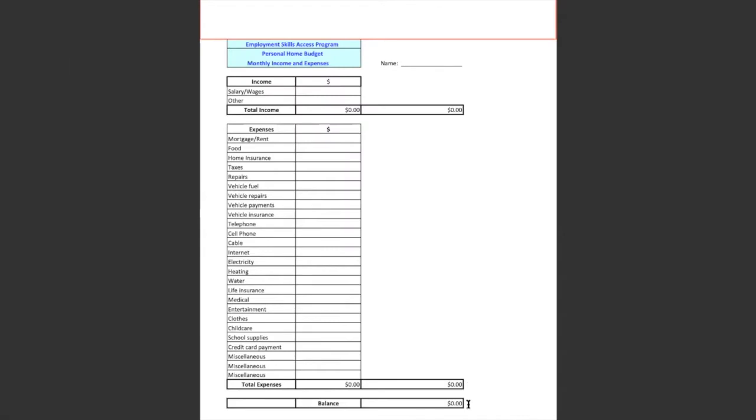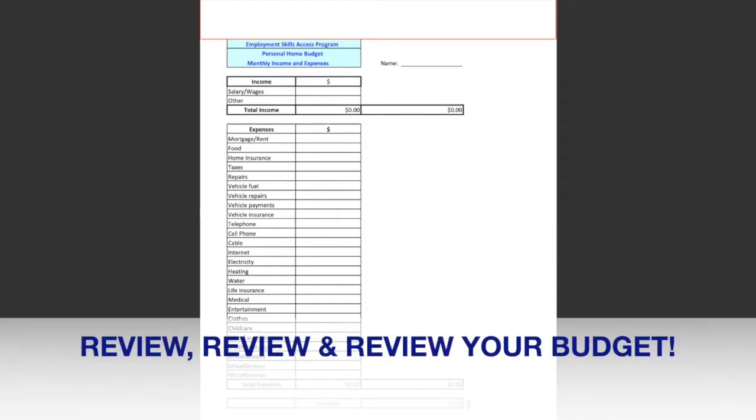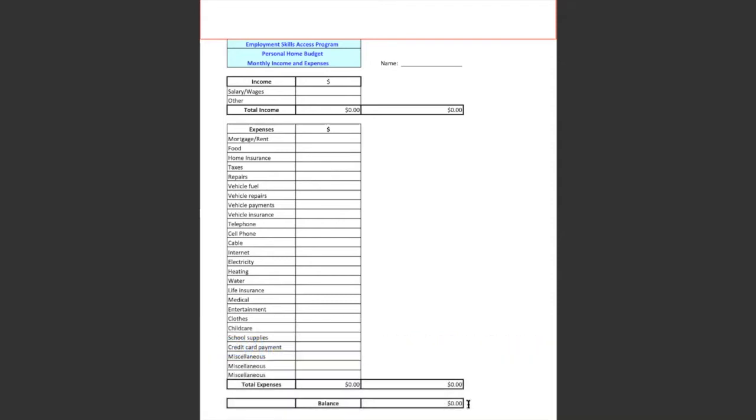Again, if you have a positive balance, that's great. If you have a negative balance, you want to go through and review your budget and your finances just a little bit more. See what expenses can be eliminated from your budget.